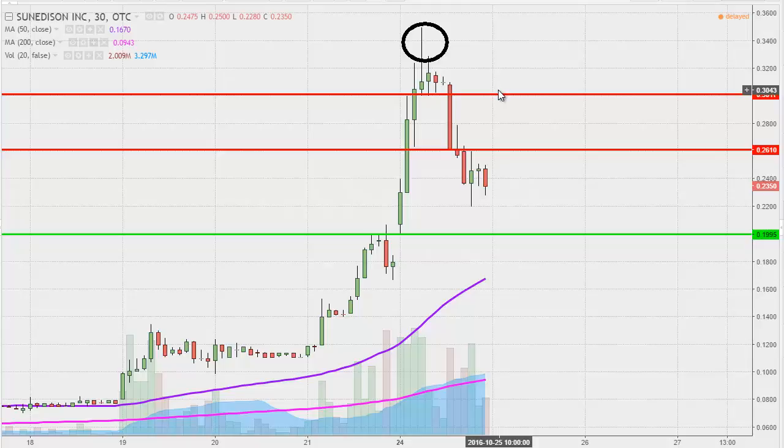But one step at a time, a couple of bridges first need to be crossed. Again, first bridge, 26 cents. Next bridge up there at 30 cents. All in all, though, great day. And as long as the price keeps on putting in these higher lows like it's been doing, the long-term chart is going to take care of itself.